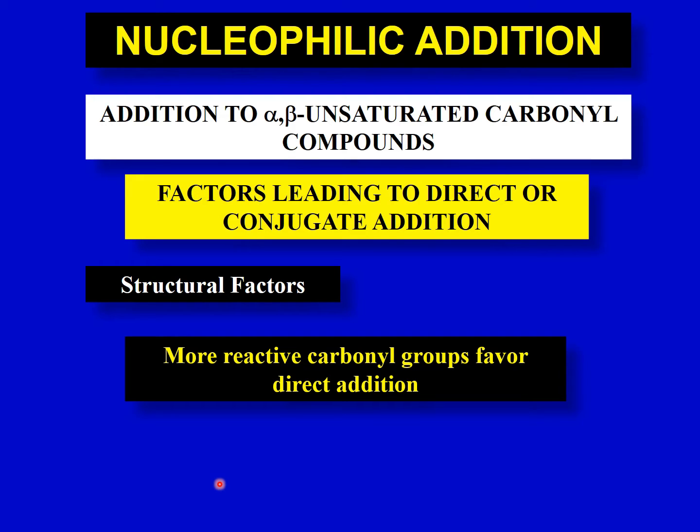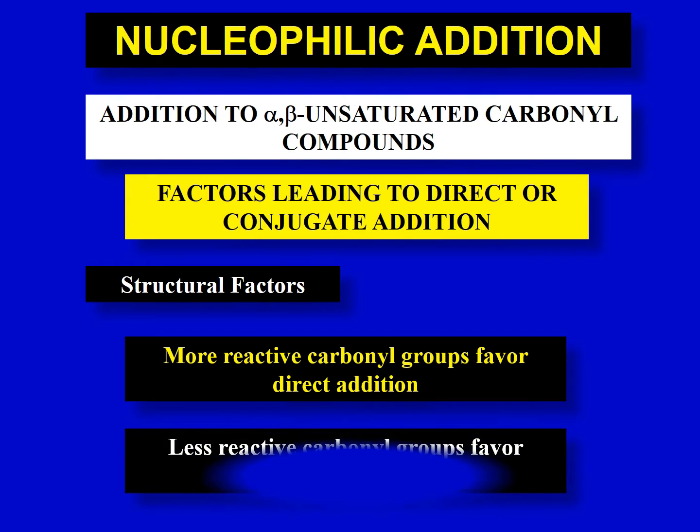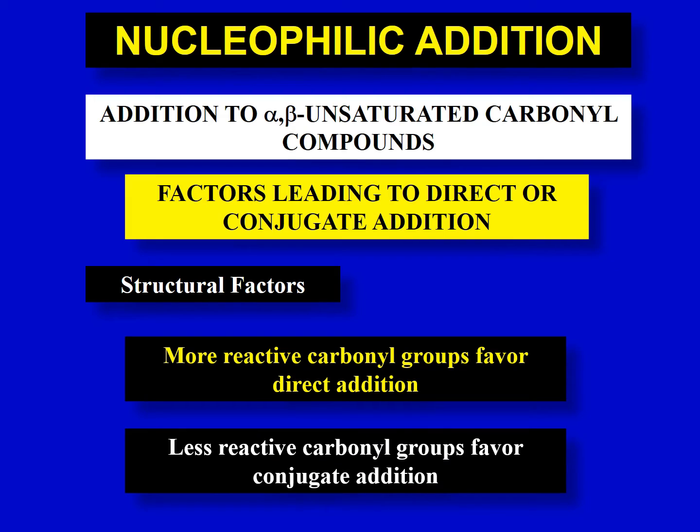This, in other words, means that if the carbonyl group is more reactive, the carbonyl carbon is more electrophilic in nature, and that will have more affinity towards the nucleophile, leading to a direct addition product, while a less reactive carbonyl group has a less electrophilic carbonyl carbon, and that is why lesser affinity towards the nucleophile, and that is why conjugate addition is favored in that case.